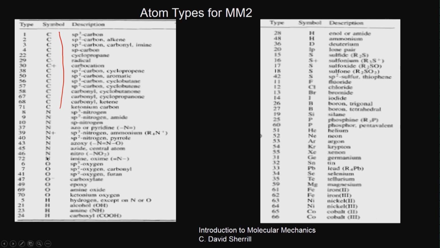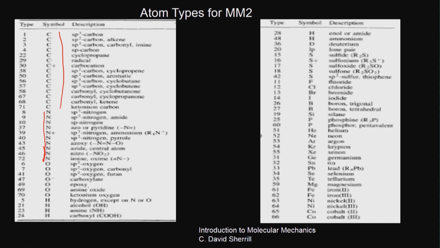Similarly look at nitrogen, so many types of nitrogen: sp3 nitrogen, sp2 nitrogen, amide type of nitrogen, sp nitrogen, pyridine, ammonium, then pyrrole, azoxy, N double bond N, and so on, nitro, NO2, imine. And similarly oxygen, so many types of oxygen: sp3 oxygen, carbonyl oxygen, furan oxygen, carboxylate oxygen, epoxy, amine oxide, ketonium oxygen. So many different types.